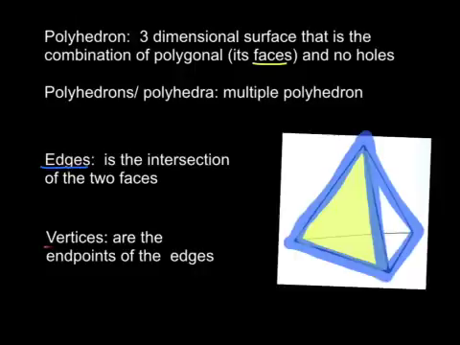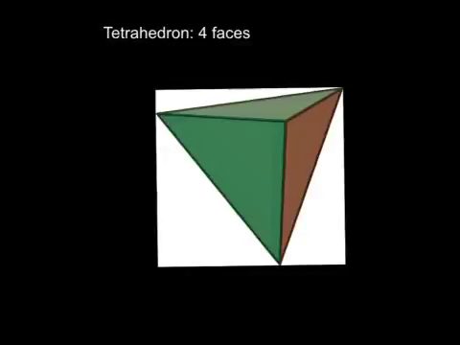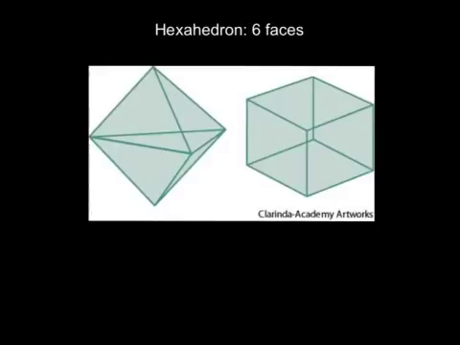Finally, the vertices are the endpoints of the edges. So that would be here, here, here, and here. So it's where all the edges come together into one point. A polyhedron with 4 faces is called a tetrahedron. And a polyhedron with 6 faces is called a hexahedron.